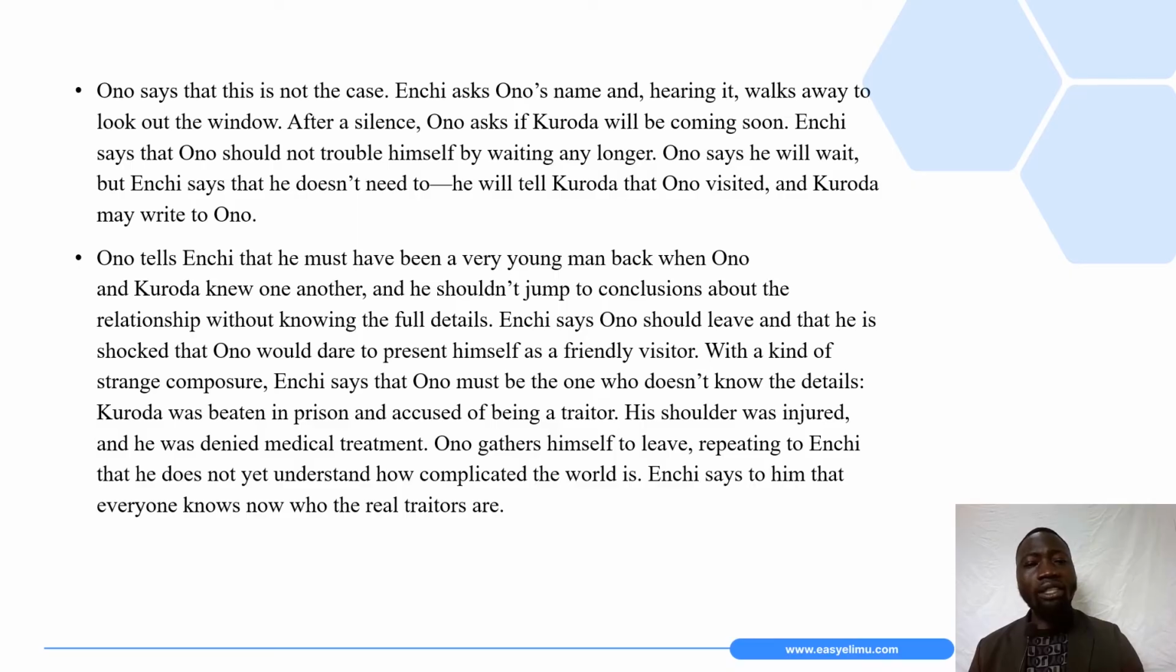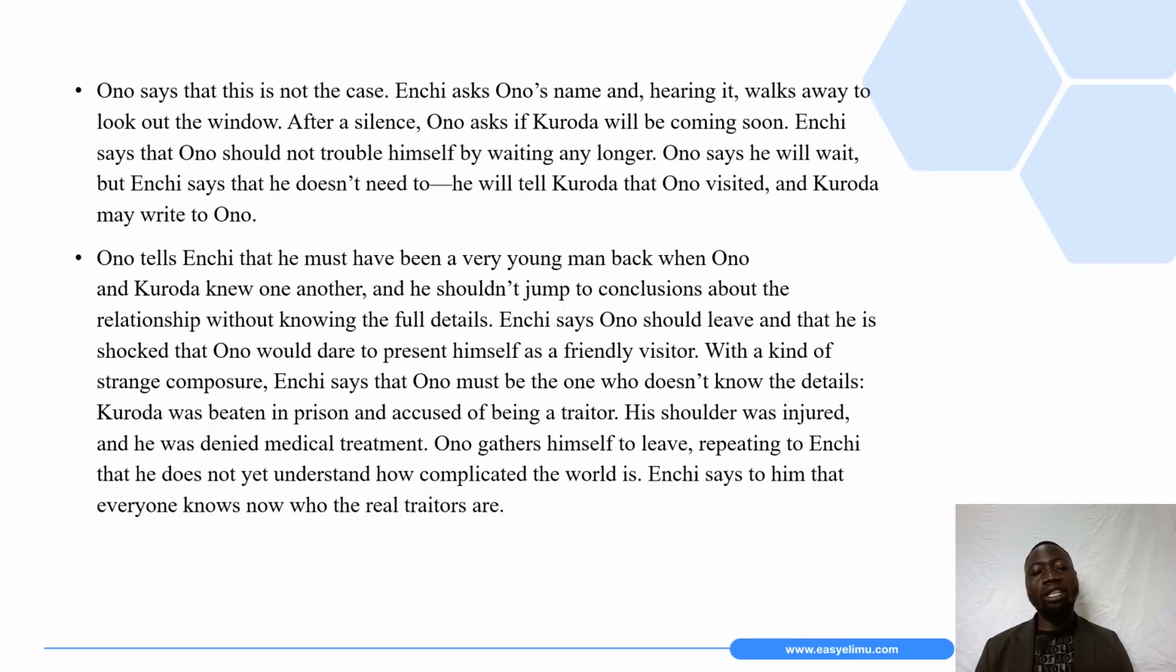So Ono tells Enchi that he must have been a very young man back when Ono and Kuroda knew one another, and he shouldn't jump to conclusions about the relationship without knowing the full details. So the young man, that is Enchi, says Ono should leave, and that he is shocked that Ono would dare to present himself as a friendly visitor. So with a kind of strange composure, Enchi says that Ono must be the one who doesn't know the details. So Kuroda was beaten in prison and accused of being a traitor.